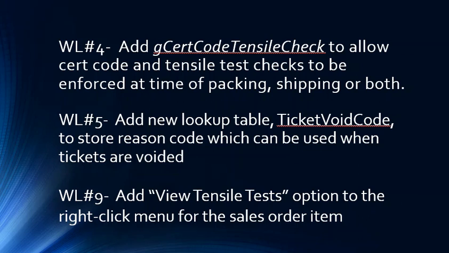Wish list number 5 adds a new lookup table, ticket void code, and that allows you to store a reason code which can be used when tickets are voided. Wish list number 9, add the view tensile tests option to the right-click menu for the sales order item.